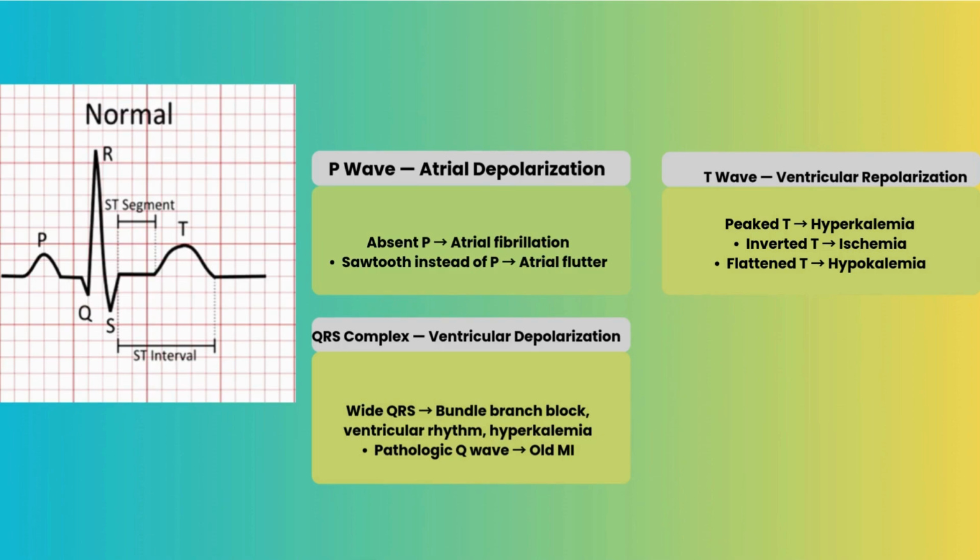So P wave represents atrial contraction, QRS ventricles contracting, and T wave ventricles relaxing. I have a question. When does the atria relax? Where is the wave for the atrial repolarization? Stay with me and I will answer this at the end of this video.